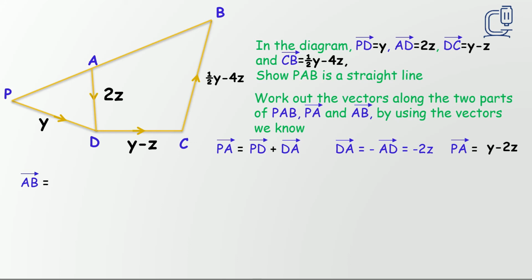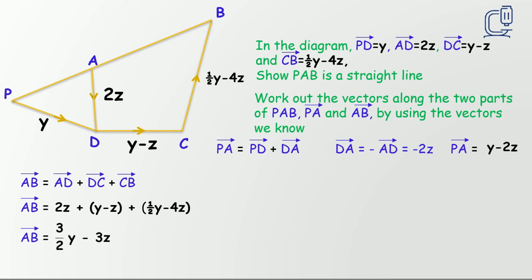To work out AB, we need to go from AD to DC to CB, which gives us 2z plus y minus z plus half y minus 2z. We can simplify this by adding the same letters together, which gives us 3 over 2 y minus 3z. Finally, which gives us 3 over 2 bracket y minus 2z bracket close.